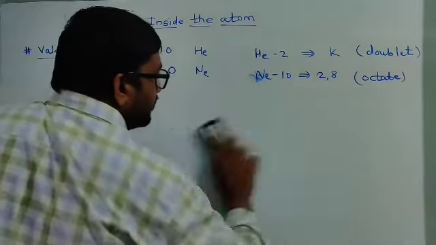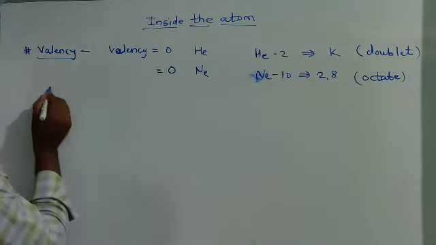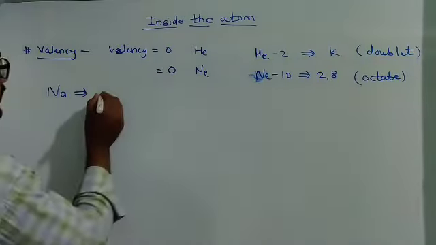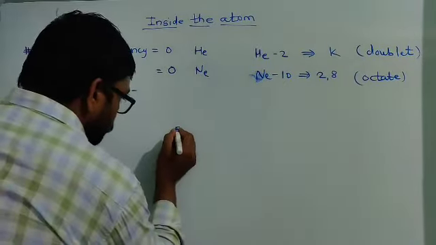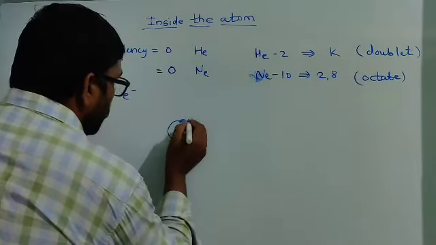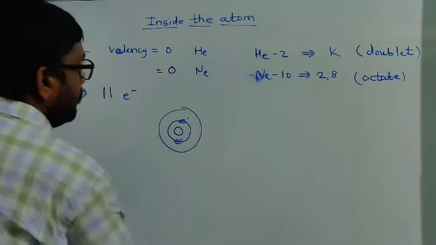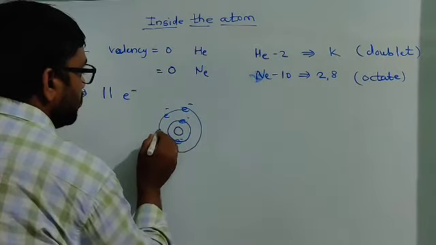Look, we will see one more example, sodium. We know in the case of sodium there are a total of 11 electrons in the atom. Now how are those 11 electrons arranged? We know in the first K shell there are only 2 electrons. Now the L shell, how many electrons are in the L shell? We know a total of 8 electrons are in the L shell.